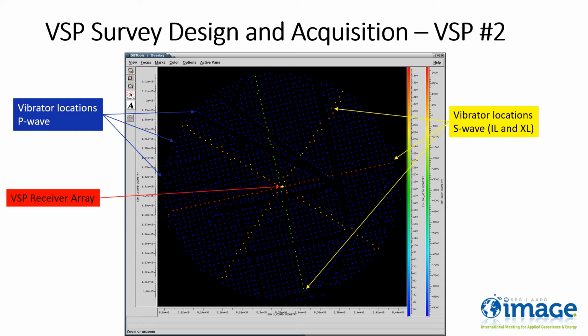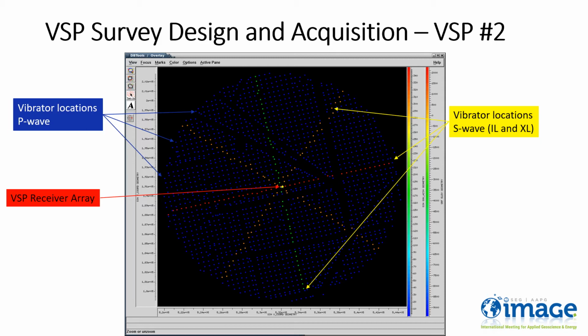Here's a map view of the sources acquired for VSP number 2, which was the most complete of the 3. The VSP location is shown in the center, and the blue dots are the P-wave vibrator points. The colored 2D lines are the locations of the shearwave vibrators. Only VSPs number 2 and 3 utilize shearwave sources, which were acquired in both an inline and crossline orientation.